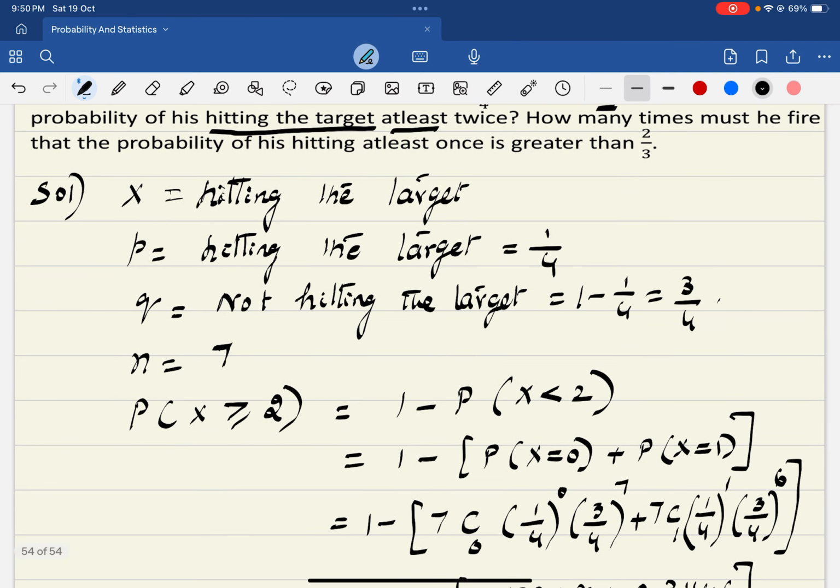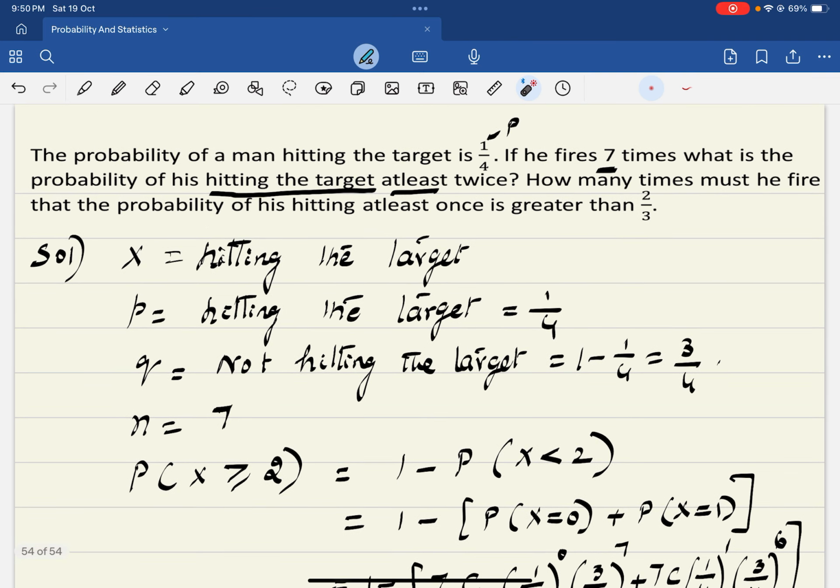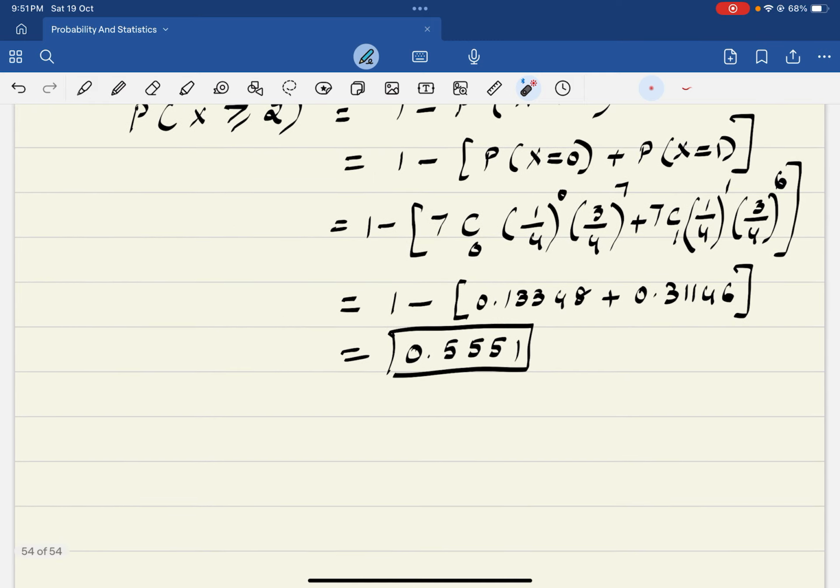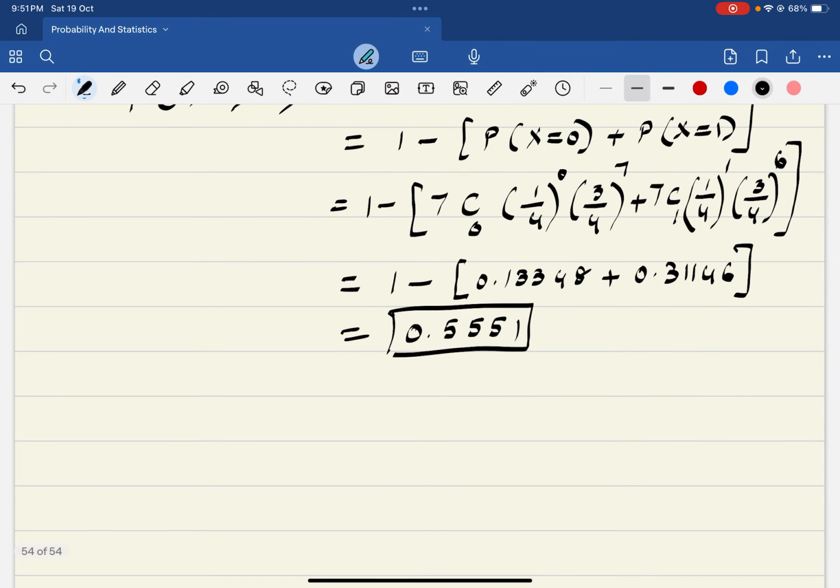Now let us go back to the question and read the next part. This part is over. Now the second part is: how many times must he fire so that the probability of his hitting at least once is greater than 2 by 3? Try to understand the sentence properly and write it in mathematical form. So try to understand everything and write it in the mathematical way.